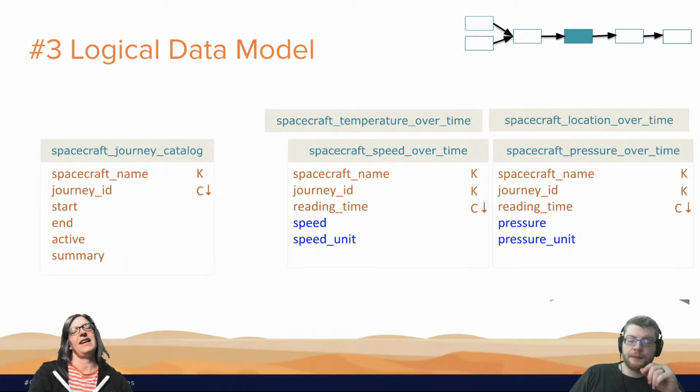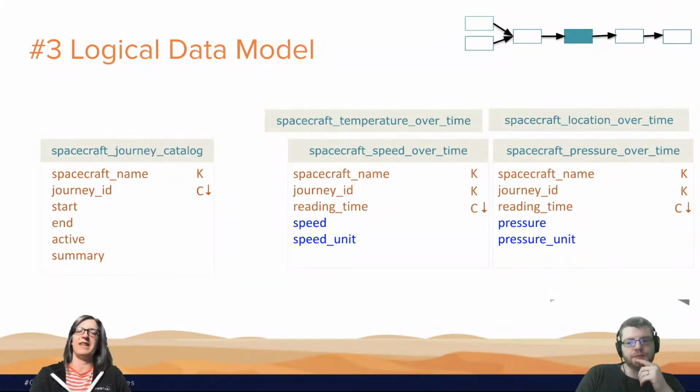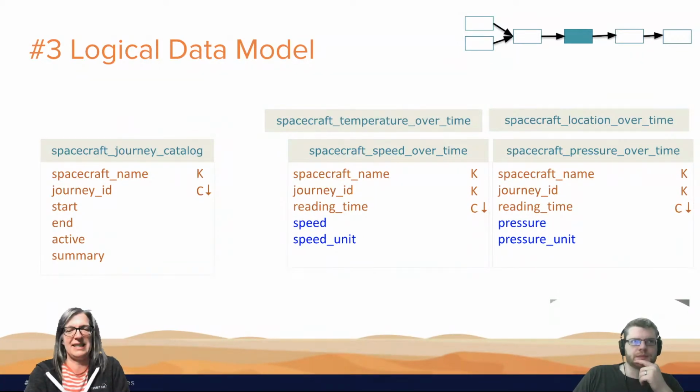And actually the tables for temperature and location look exactly the same. That's why we don't display them. So we just basically have 4 dimensions. We've got speed, temperature, location, pressure, and we're recording at very rapid intervals. The journey telemetry details, basically. Exactly. So those look exactly the same.